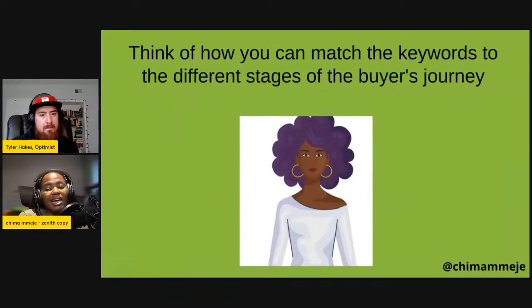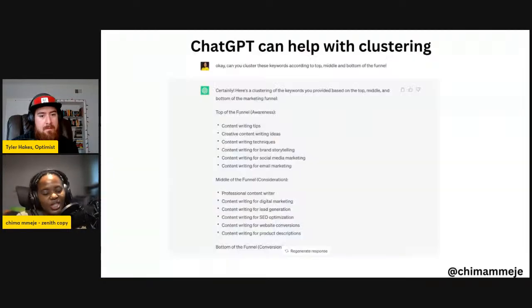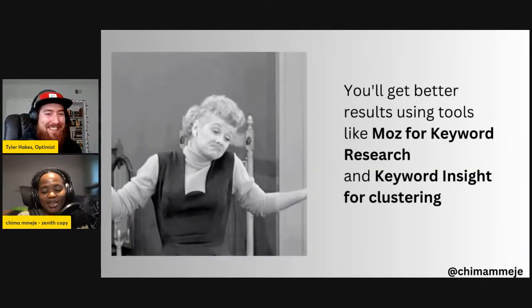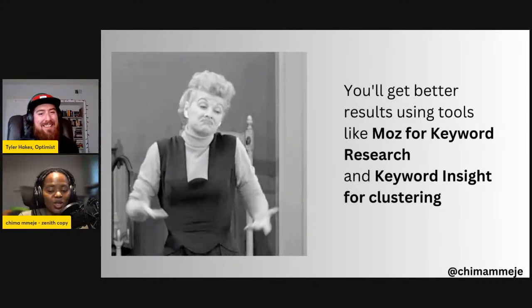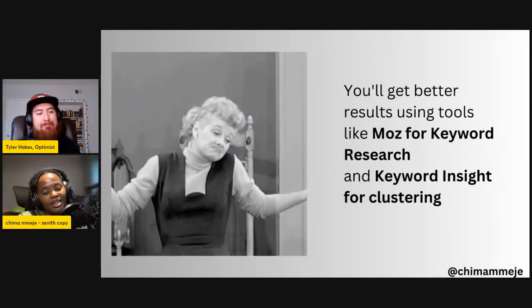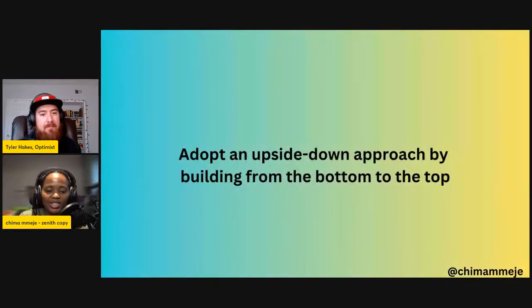Now, think of how you can match the keywords to the different stages of the buyer's journey. This is where we get into clustering. You can use ChatGPT to help with clustering, plug all those keywords and ask ChatGPT to cluster for you. But I think you get a better result if you use something like Moz for keyword research and keyword insights for clustering. And then finalize it manually, obviously.